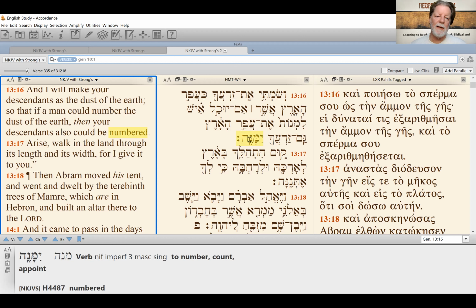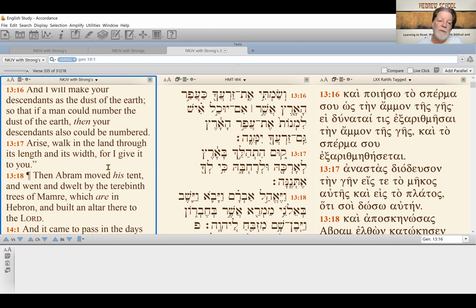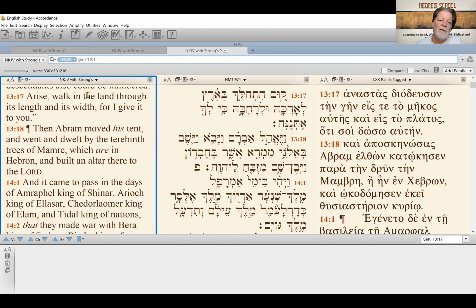So God is going to multiply Abraham's descendants. The interesting thing is, at this point, Abraham and Sarah haven't been able to have any kids, but God keeps talking about their descendants. And that's one of the great characteristics of Abraham, is he believed God. Even when year after year passed by and he and Sarah didn't have any kids, he was still counting on God giving him offspring, giving him descendants. So God goes on to say in verse 17, arise, walk in the land through its length and its width, for I give it to you. So everything Abraham sees, he will one day possess, he and his descendants. And every place he walks, God is going to give to his descendants.